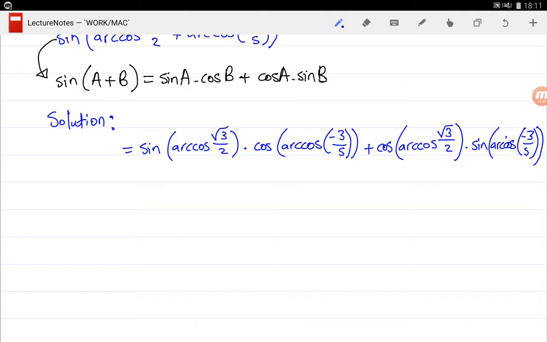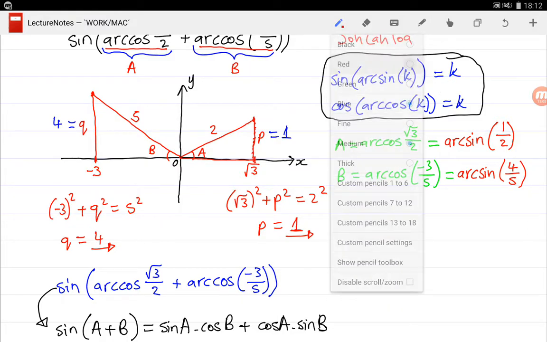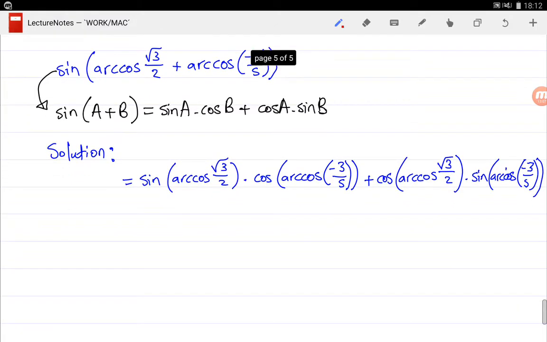Okay, so now we have this expression. We need to see what we can already simplify right now using the rules mentioned up here. So if we already have expressions that are in these two forms, that means we can already simplify it. So I'm just going to take out a red pen and see what we can simplify. This one has sine and it has cos, so we cannot simplify this yet. We're going to have to change this angle into another form that will support that.